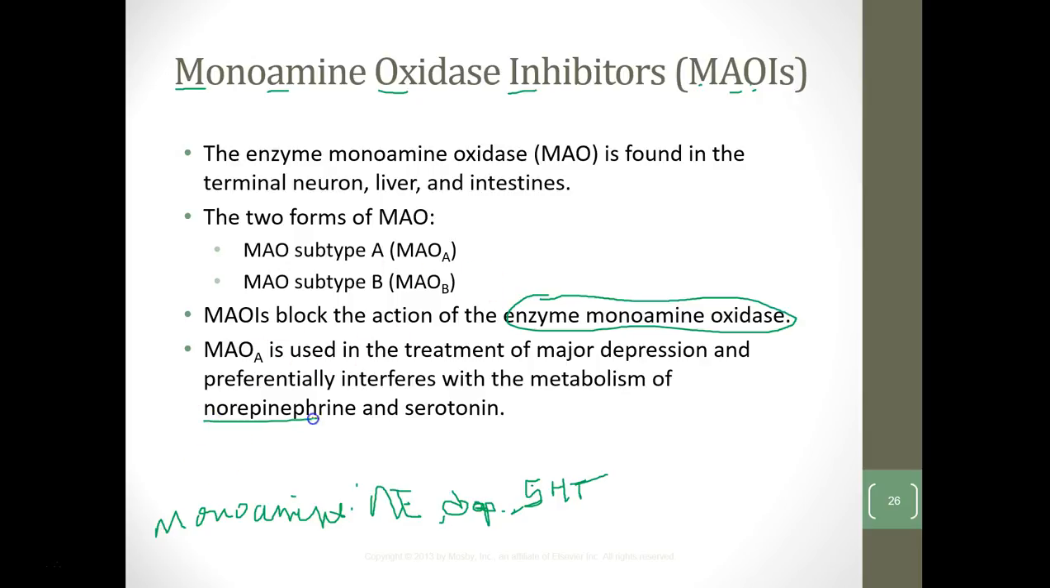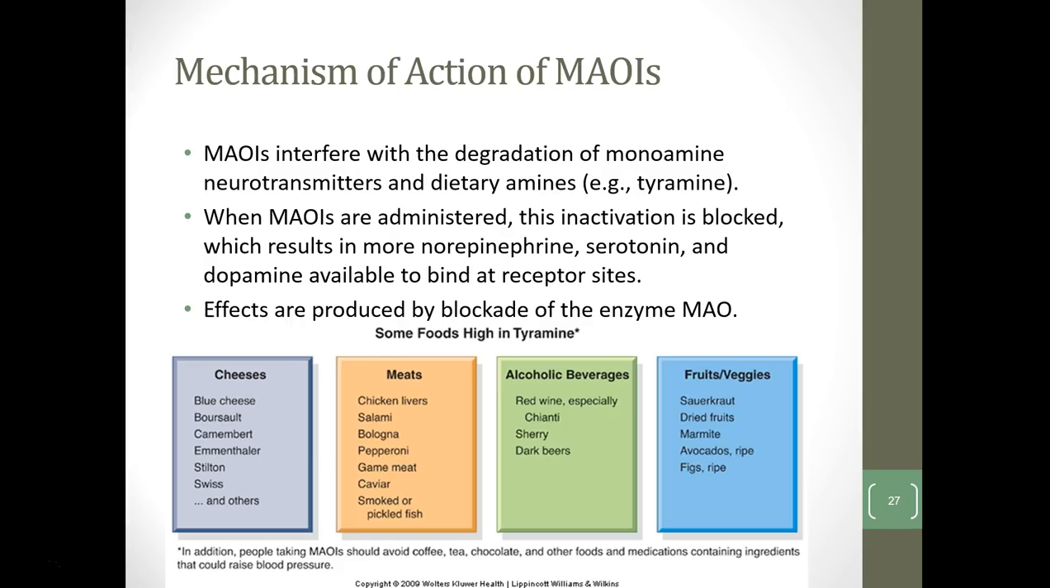So MAO type A is used in the treatment of major depression and preferentially interferes with the metabolism of norepinephrine and serotonin. But when we block it, we can also block other monoamines. It can interfere with the degradation of the monoamine transmitters, also dietary amines like tyramine. When we use an MAOI, this inactivation is blocked and it results in excess amounts of norepinephrine, serotonin, and dopamine to be available for more activity and binding with those receptor sites. So there are effects produced by the blockade of the enzyme MAO.